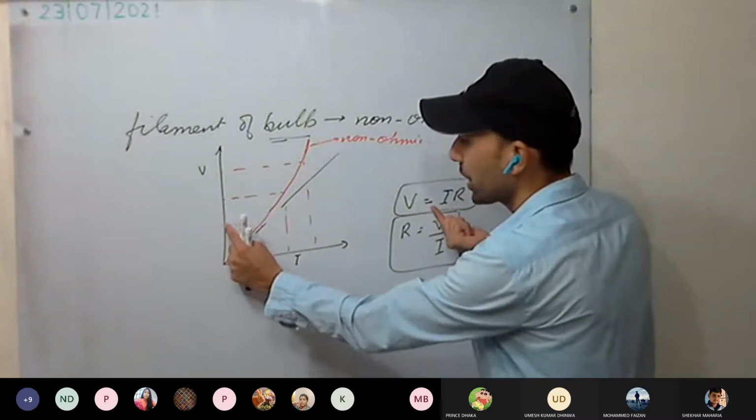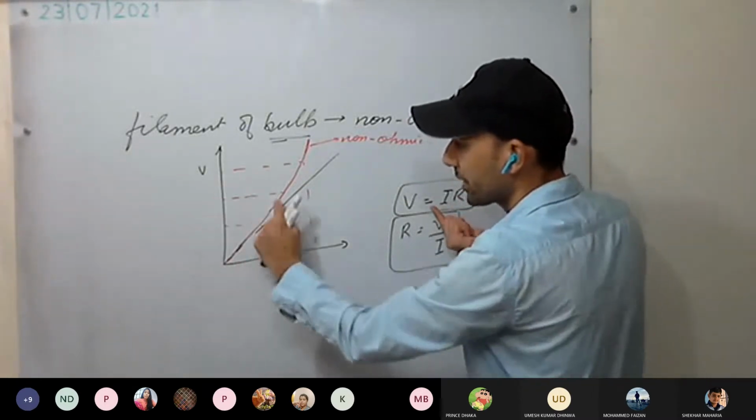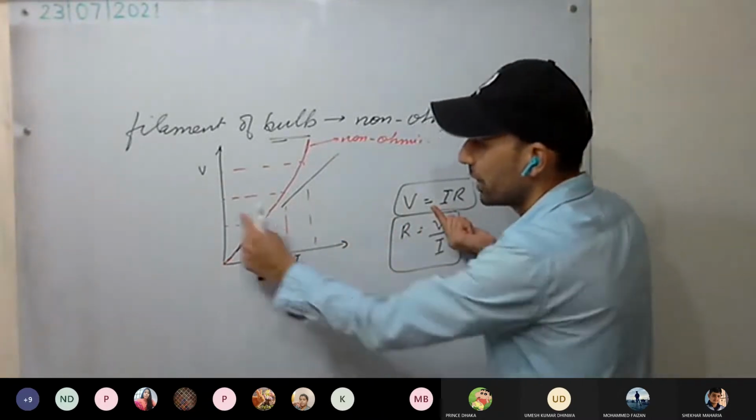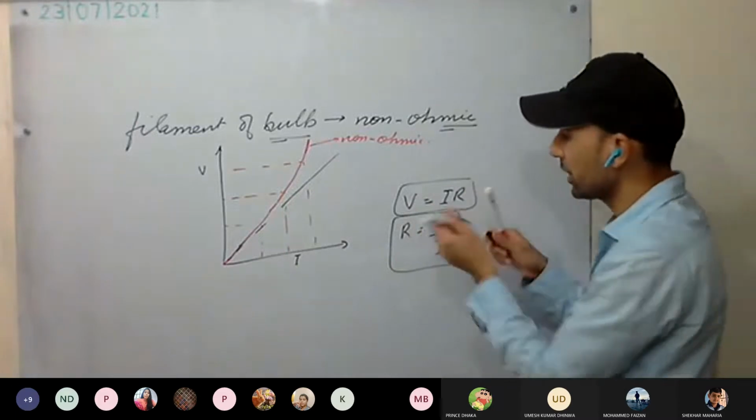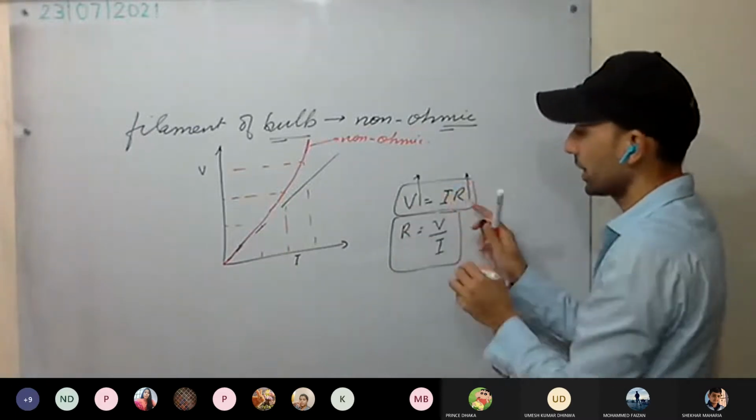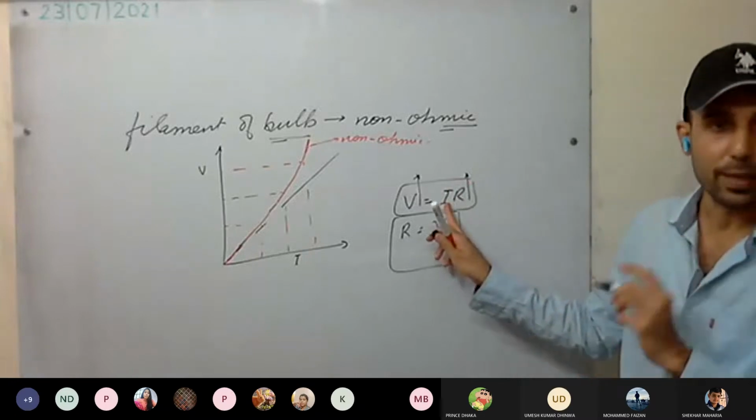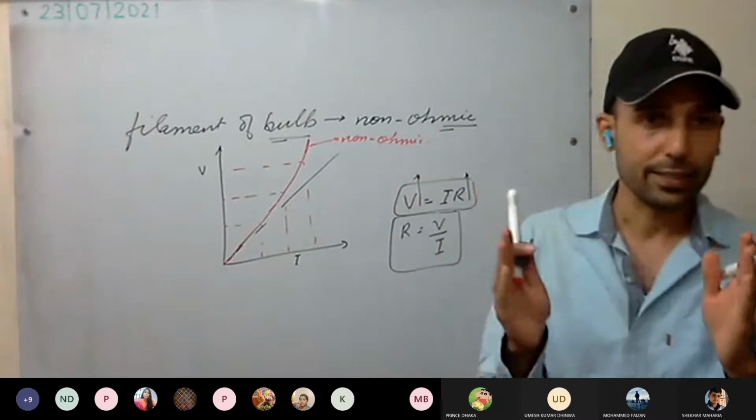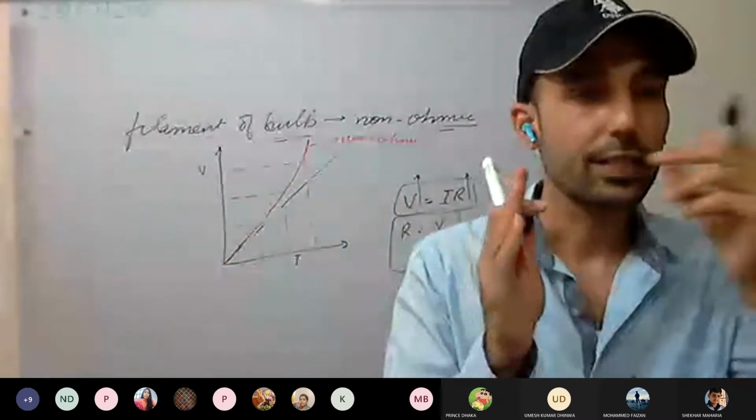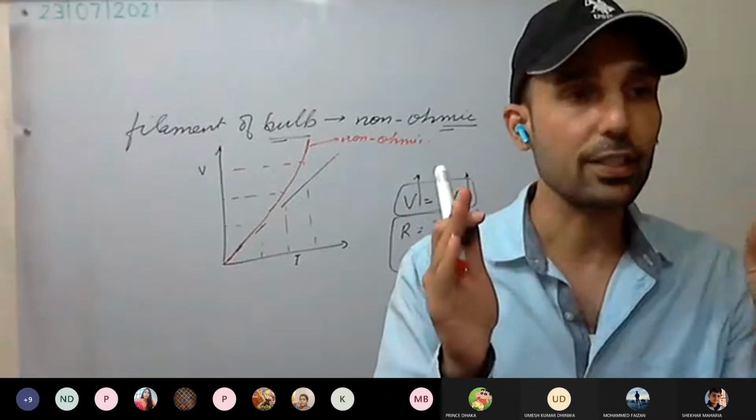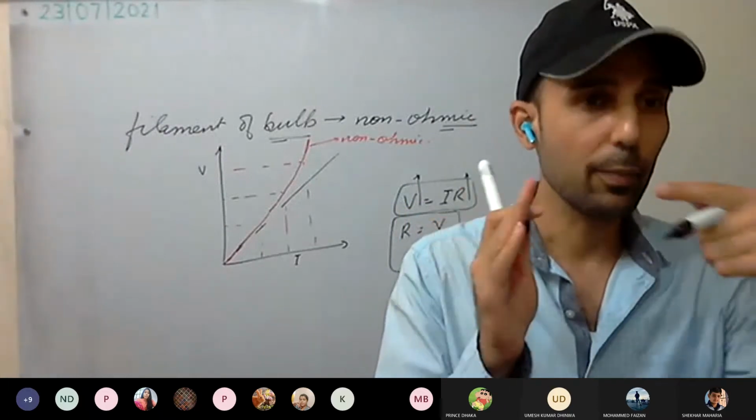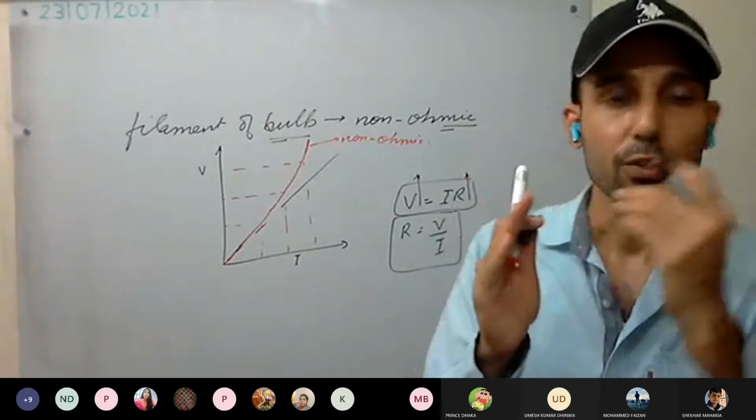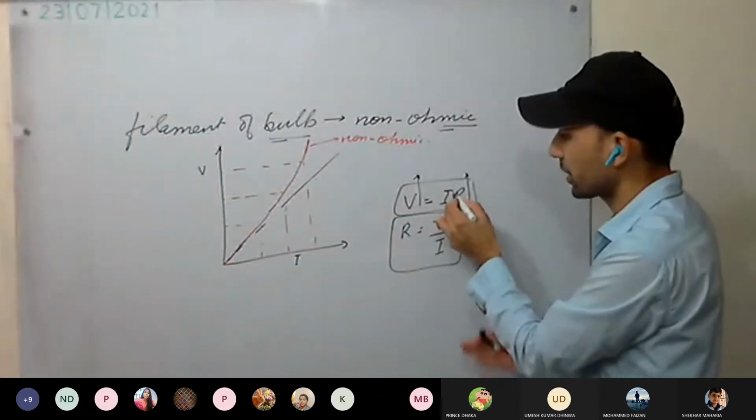So see here, as potential difference is increasing, current is increasing, but not by the same amount as in the ohmic ones. You can see as potential difference is increasing, resistance is also increasing. Current is also increasing, but not by that amount. It means in non-ohmic conductors, if we increase the potential difference, the resistance of the conductor will increase. As resistance increases, there will be more obstruction to the flow of current. So current will not increase that much.